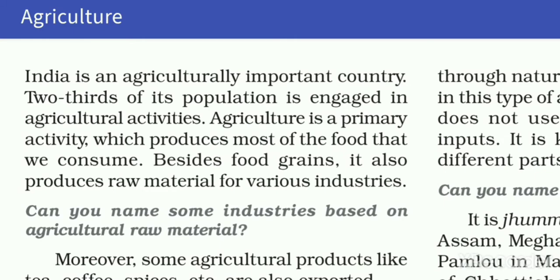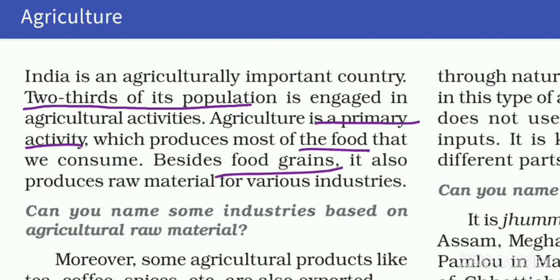India is known as an agriculture country because 2/3 of its population depends on it. It means about 70% of the population depends on agriculture. Agriculture belongs to the primary activity or primary sector, which produces food grains that we use as food.